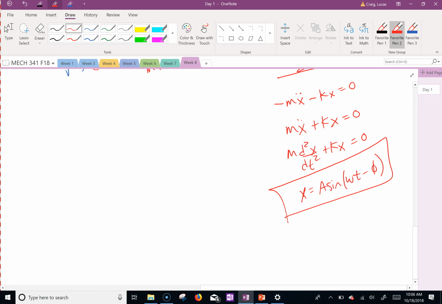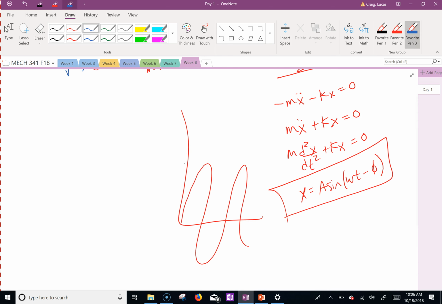That's phi. That's your phase shift. So A is an amplitude. Omega is the frequency at which something's vibrating, the natural frequency. And this is your phase shift, meaning if you plotted a sine wave, it might actually start here on the sine wave. That's kind of what that is.